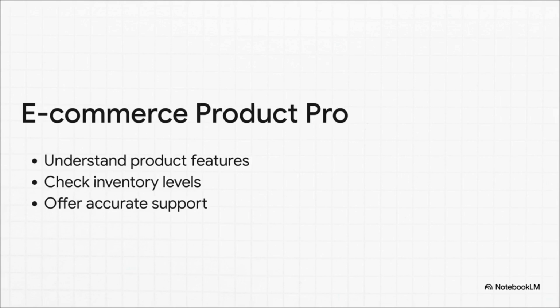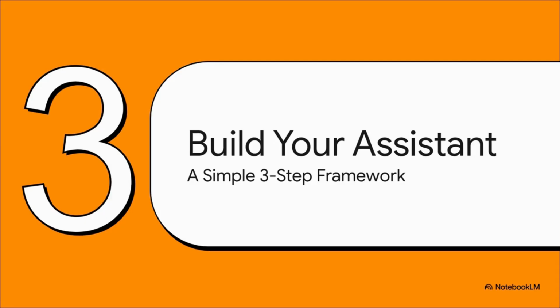And for an e-commerce store, a Product Pro Assistant is a no-brainer. It knows your inventory in real time and can answer detailed questions like, hey, which one of your backpacks is waterproof and fits a 15-inch laptop? That kind of specific, helpful support turns questions into sales, it reduces returns, and it creates way happier, more loyal customers. Feeling inspired? I hope so, because building your first assistant is way more straightforward than you might think.